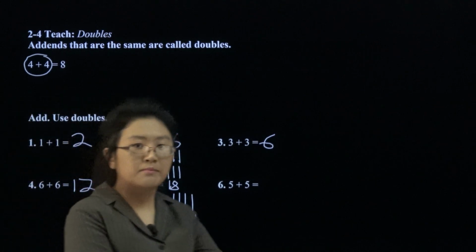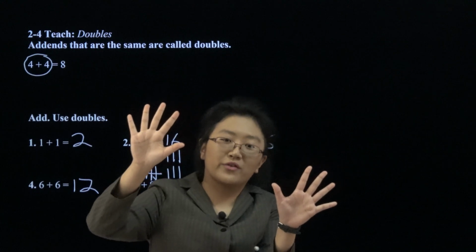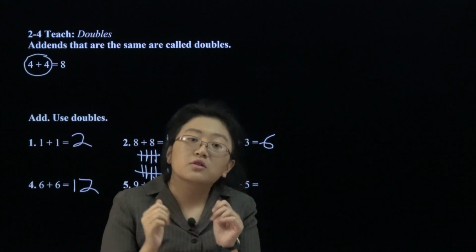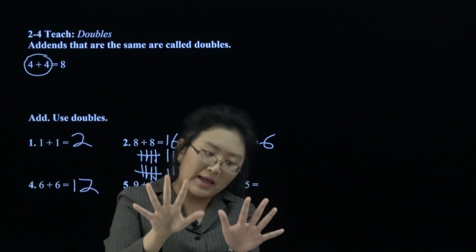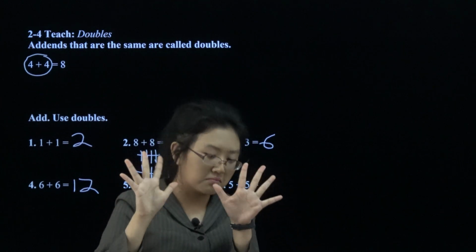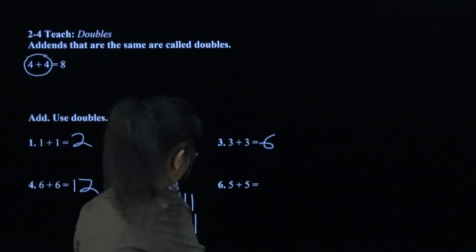5 plus 5 is all 10 of your fingers. Now, please, just don't talk about whether or not the thumb is a finger. Just all 10 of the things that are sticking out of your hand.